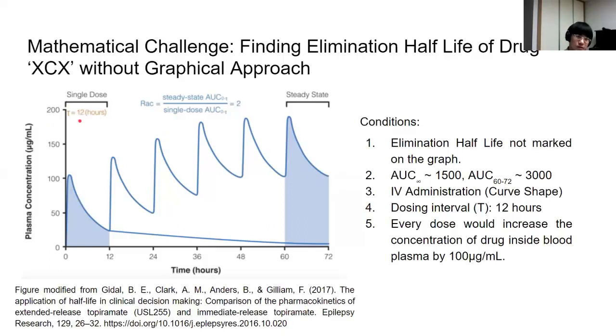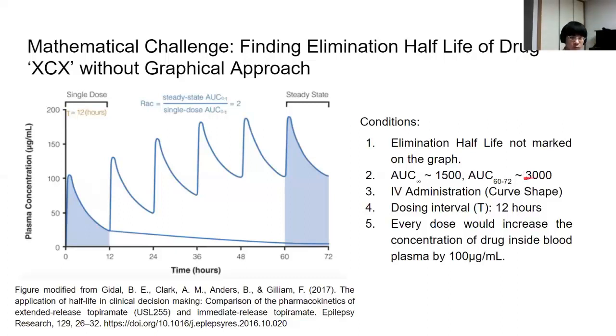For example, the dose interval is 12 hours, and this is the steady state, as you can visually see. The RAC is equal to 2. The elimination half-life is not marked on the graph, and the AUC to infinity, which is this whole area, is around 1,500, and the area under the curve for 60 to 72 hours is around 3,000.